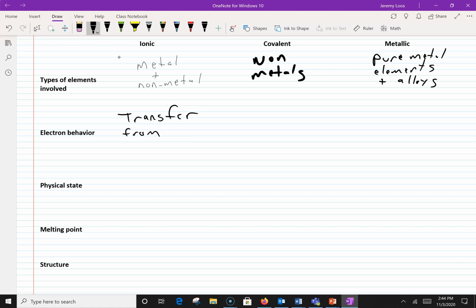Transfer. Which is the one that's losing the electron and which is the one that's taking it? The metals lose it. Remember, metals form cations. So it's going to be from metal to nonmetal.